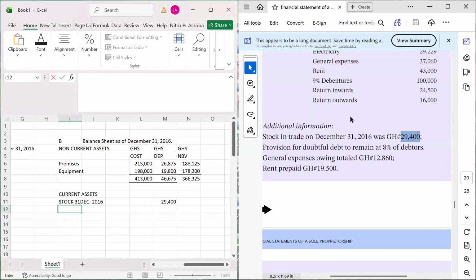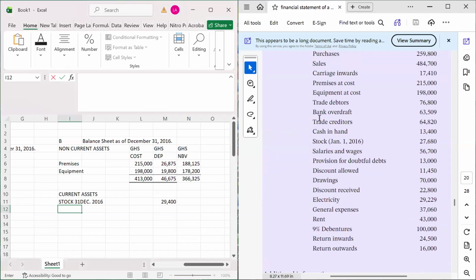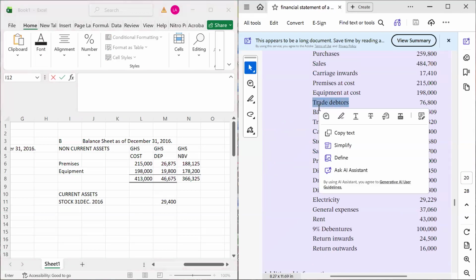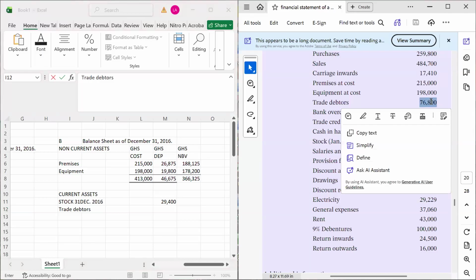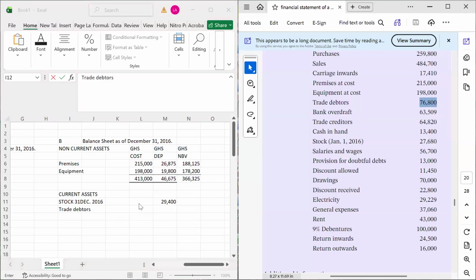In the question, in the heading, it calls it trade debtors. This one. That is our current asset. And how much is it? This figure. 76,800. Good. So you remember that we were told that there should be a provision for this one.